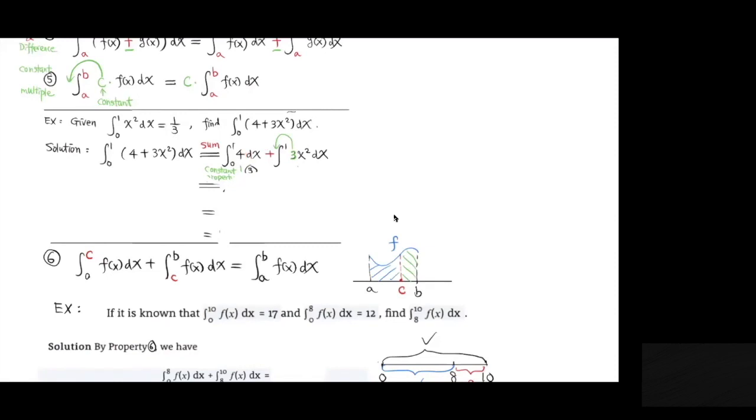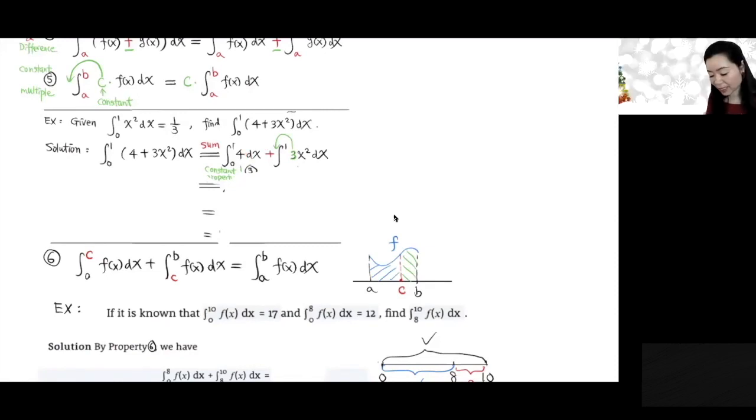You got the 4 part right. 4 times the length of the interval. What's the length of the interval? From 0 to 1, the length of the interval will be 1. Remember, it's c times b minus a. This constant 4 times 1 minus 0, so that will be 4.